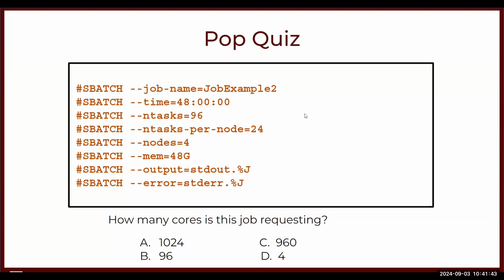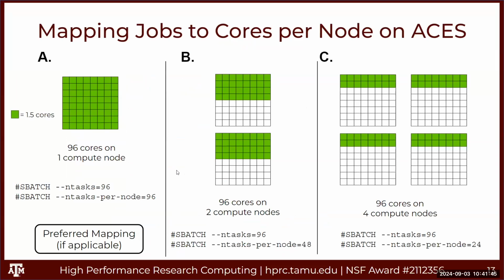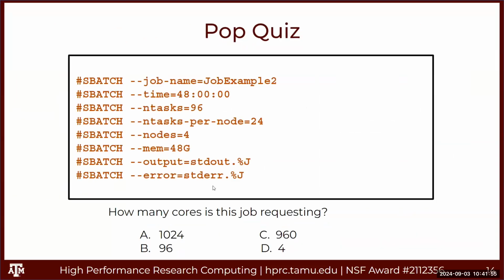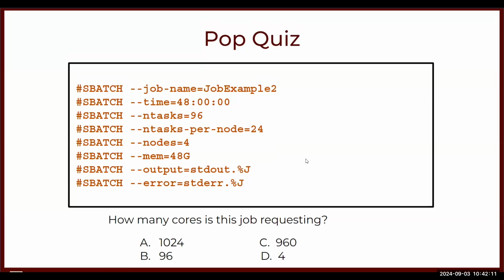So let's go back to the previous slide. As you can see here, we have 96 cores, but they're also called tasks, right? So the correct answer is B, but you're actually mapping the 96 tasks or cores to 4 nodes. And I think that is where the confusion might come in.